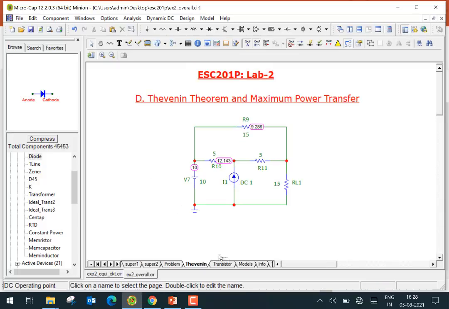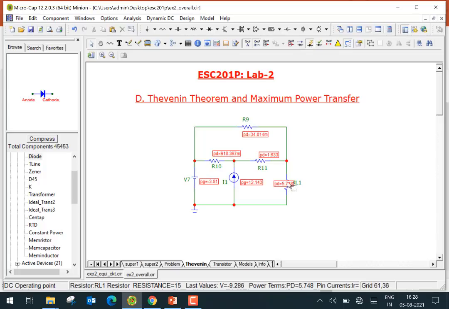Next, in part D, we look at Thevenin's theorem. Thevenin's theorem was taking a particular circuit and transforming it into an equivalent voltage source and a resistor. We'll use a particular case where we want to see how we can use Thevenin's theorem to figure out the maximum power dissipation occurring in a particular resistor here. This is the resistor of interest, RL1. Right now, these are the voltages here, these are the currents here, and this is the power dissipation here.